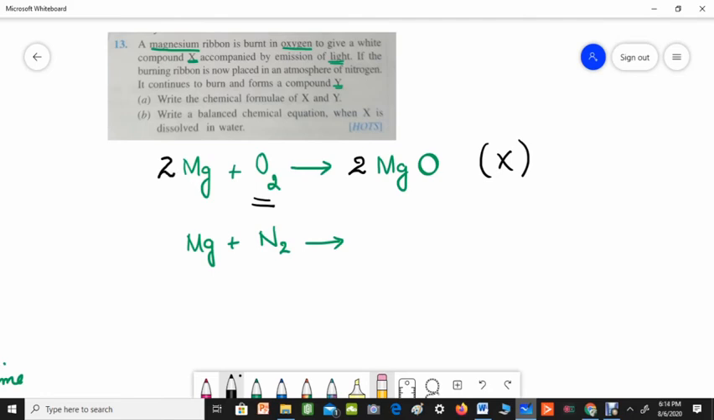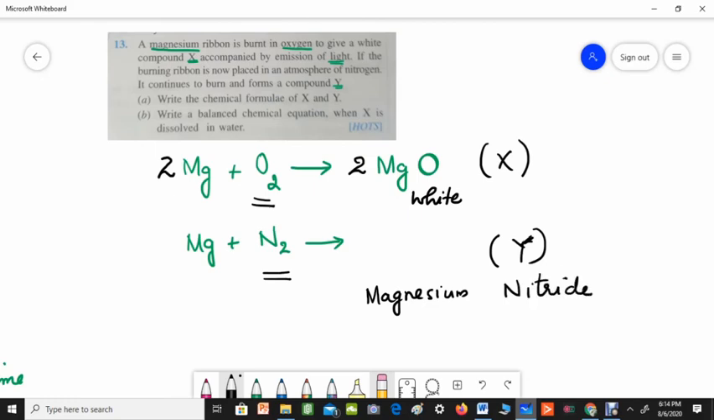So when a magnesium ribbon is burnt in oxygen, the product obtained is a white compound, magnesium oxide. Now if the burning ribbon is placed in an atmosphere of nitrogen gas, what is the product obtained? That is Y. When a substance burns in nitrogen, the product obtained will be its nitride. So magnesium burns in nitrogen, and you will get magnesium nitride.